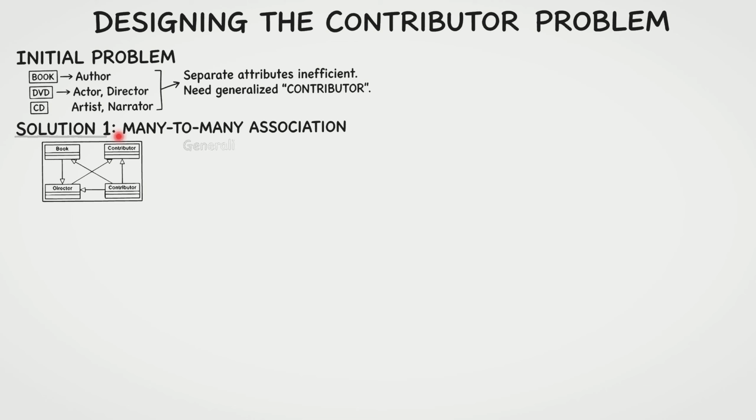Let's look at solution 1, which uses a many-to-many association. In this first attempt, a new general class called contributor is connected to our library items. This establishes a many-to-many relationship. This means one item, like a movie, can have many contributors, and one contributor, like a famous author, can be linked to many different items in the library.